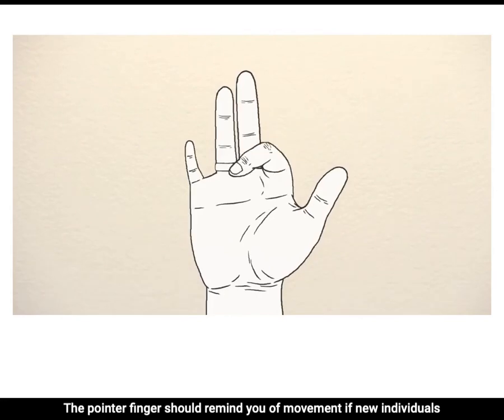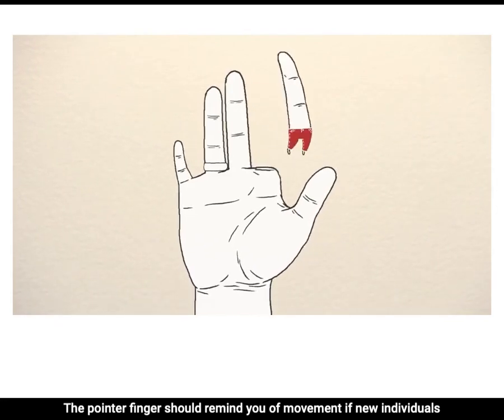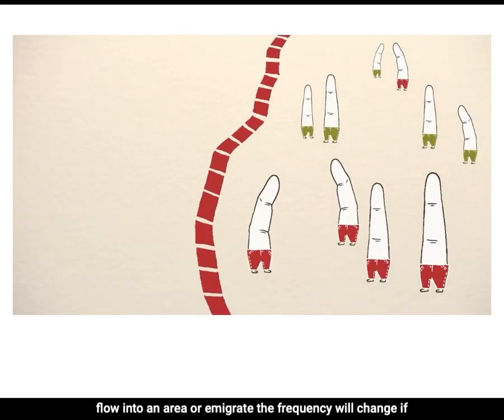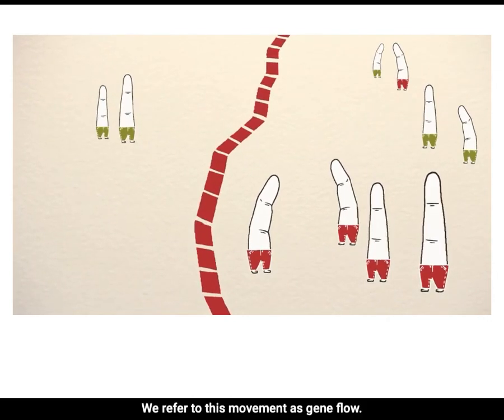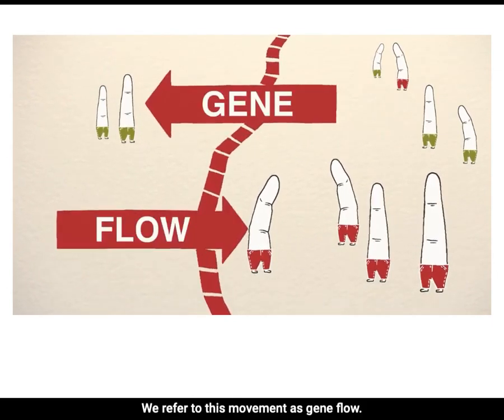The pointer finger should remind you of movement. If new individuals flow into an area or immigrate, the frequency will change. If individuals flow out of an area or emigrate, then the frequency will change. In science, we refer to this movement as gene flow.